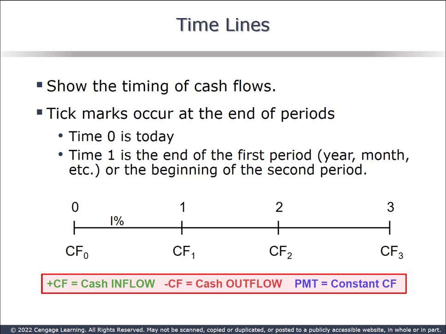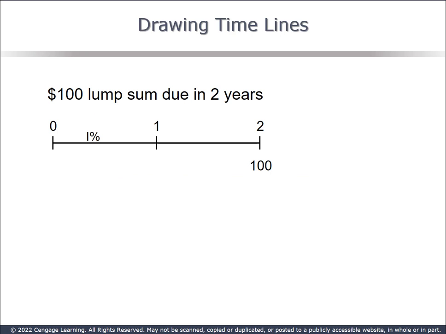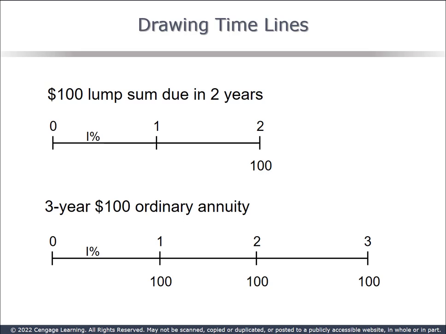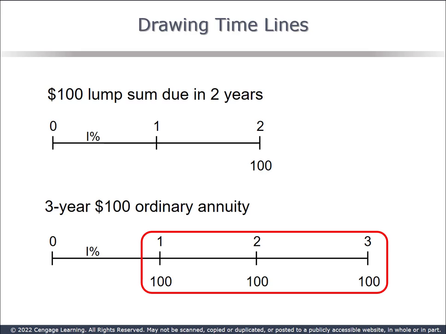The abbreviation CF implies that the cash flows in different periods are not the same dollar value. The abbreviation PMT means the cash flows in each period are the same amount. Here are some timeline examples. The upper one shows a lump sum, a single amount, due as income, positive cash flow in 2 years. The lower line shows an ordinary annuity with a $100 income every year for 3 years.